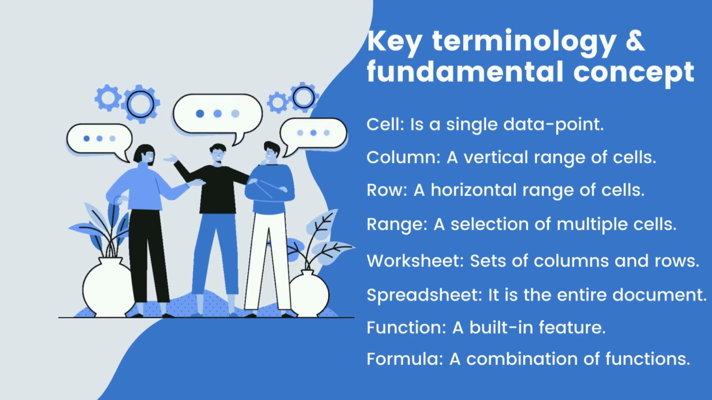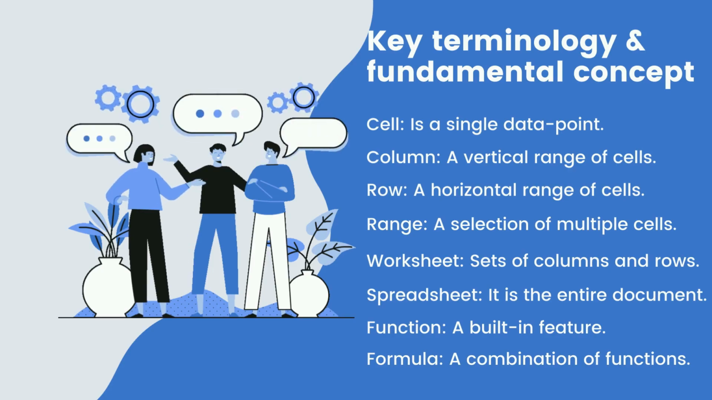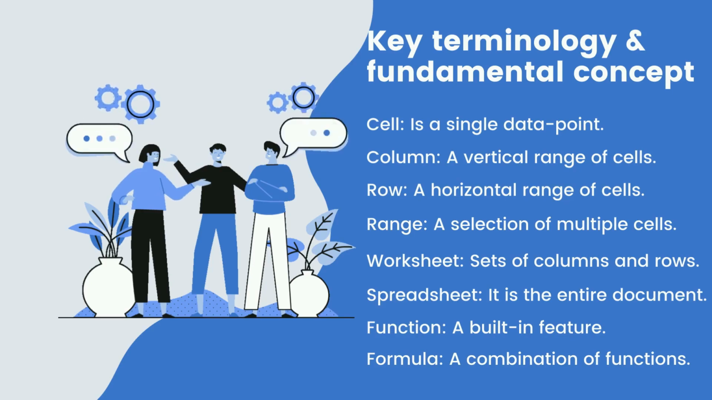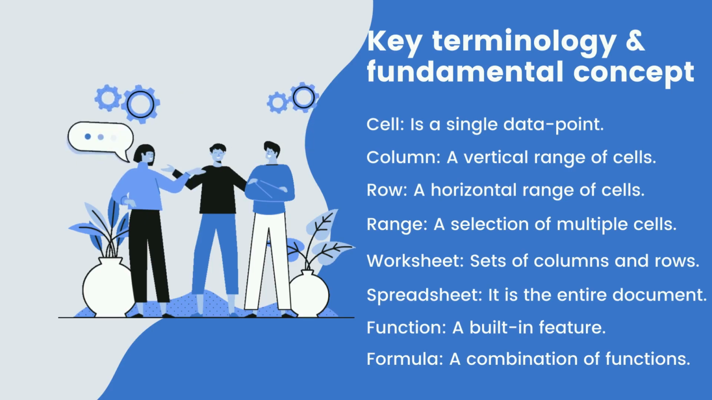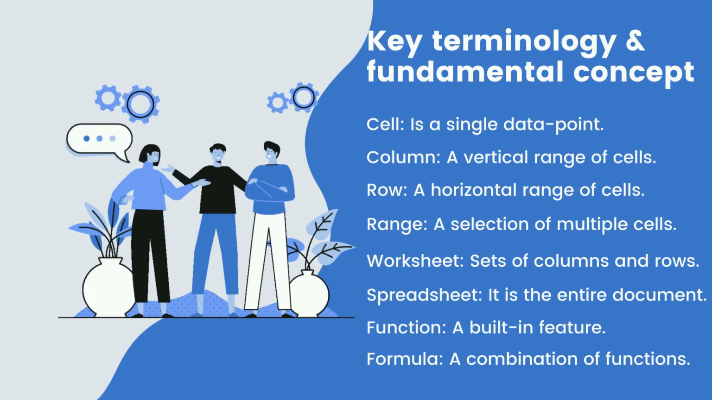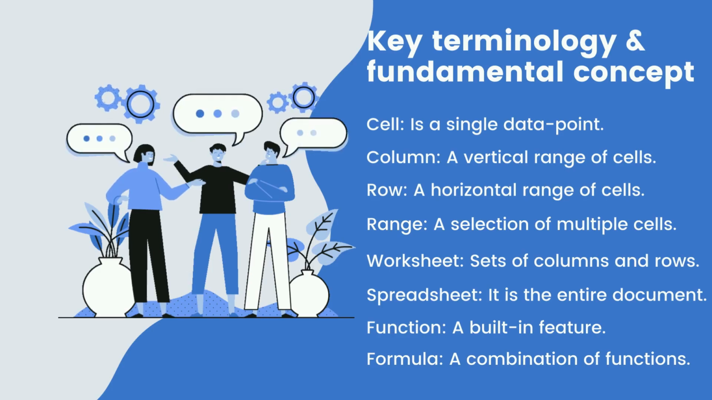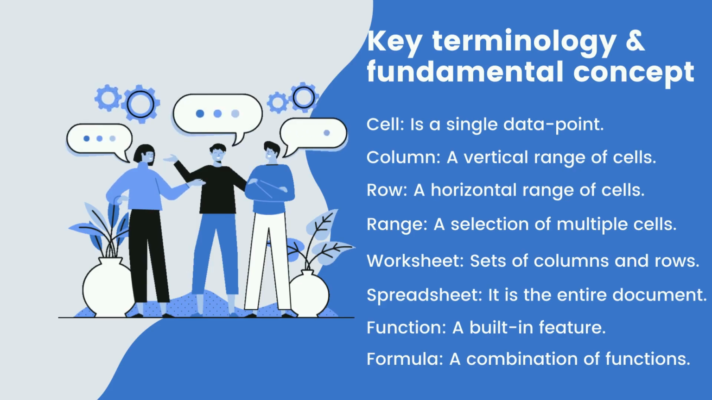Column, a vertical range of cells. Columns are indicated alphabetically. Row, a horizontal range of cells. Rows are indicated numerically. Range, a selection of multiple cells that runs across a column, row or a combination of both. Worksheet, sets of columns and rows that make up a spreadsheet. Spreadsheet, it is the entire document. One spreadsheet can have more than one worksheet.